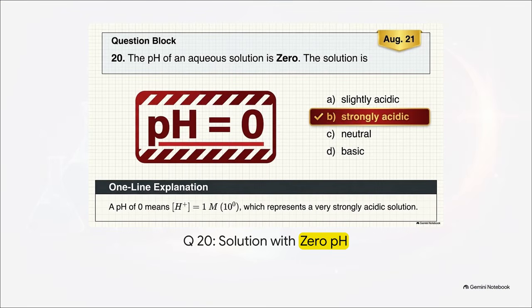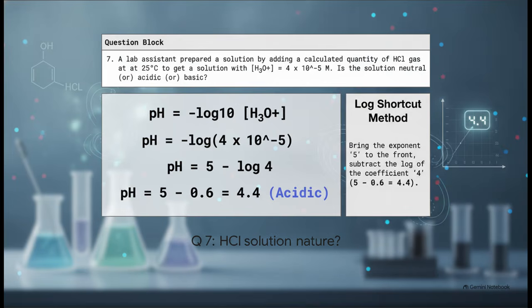The pH of an aqueous solution is 0. The solution is A. Slightly acidic, B. Strongly acidic, C. Neutral, D. Basic. Answer is B. One-line explanation. A pH of 0 means H+ concentration equals 1 M, or 10 to the power of 0, which represents a very strongly acidic solution.